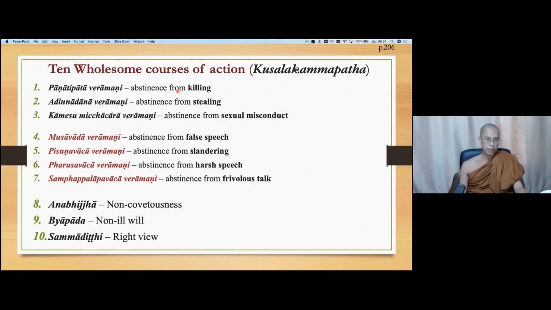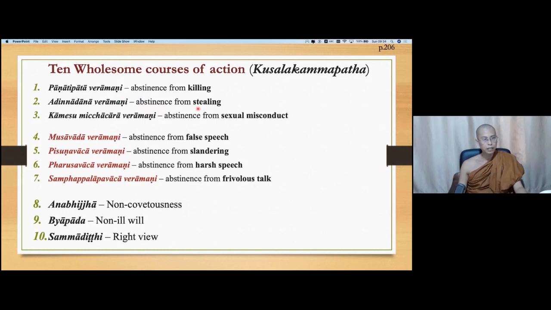Kusala Kammapatha. Here you see the Pāṇātipātā Veramaṇī. So only the Veramaṇī will be the extra for the wholesome ones. Veramaṇī means abstinence from. So to become wholesome, we have to abstain from those 10 actions. So from killing, it becomes the Pāṇātipātā Veramaṇī.